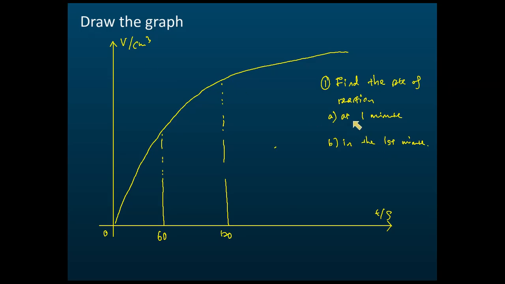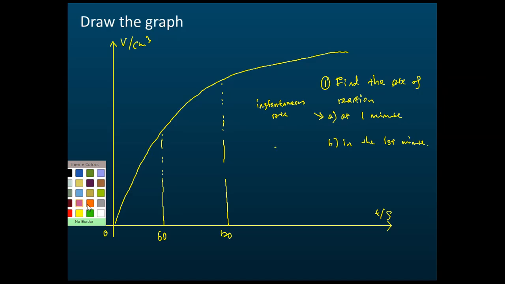Now, at 1 minute, this is a moment. Exactly at 1 minute. And we call this the instantaneous rate, that is the rate at an instant, 60 seconds, 1 minute. So for instantaneous rate, you need to find the rate of reactions by drawing the tangents.